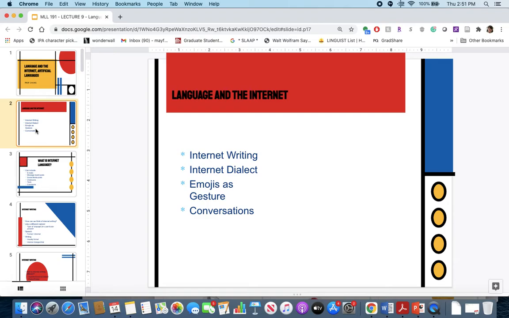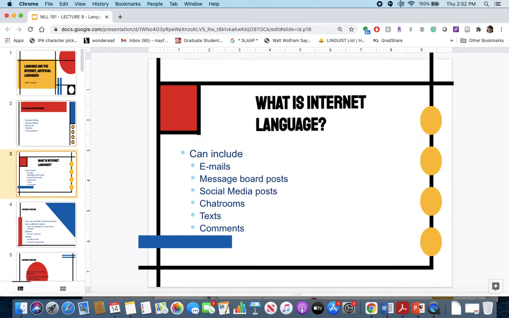Internet writing may be very different from the writing that you do for your classes. There could be a special type of internet dialect, so a particular kind of register that people would use only in an online sphere. We'll be talking about emojis. Are emojis a language? Can they represent a whole pattern of speech sounds that evoke emotion or a response? And we'll also be discussing some of the conversations regarding what are ways in which people can communicate.